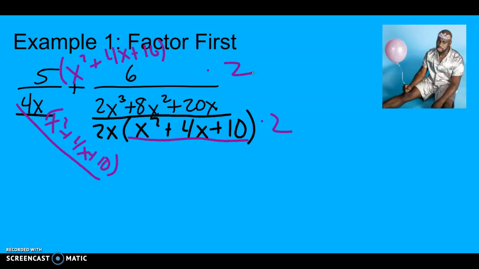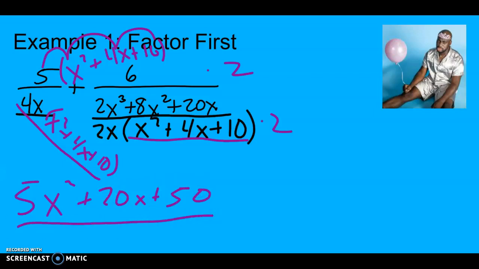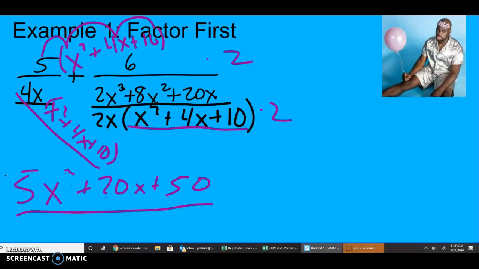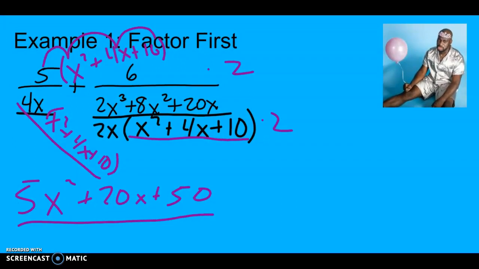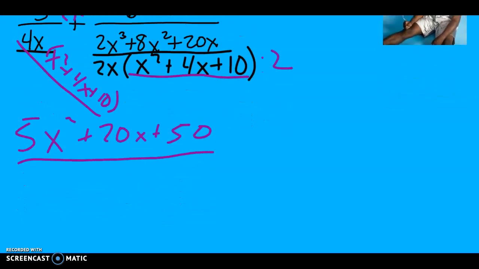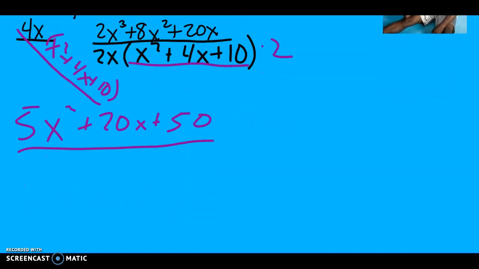On the top of the left side, we distribute a 5 through that parenthesis, making it 5x squared plus 20x plus 50. And our denominator, oops, sorry about that. Let's see if I can get your screen back. There we go. Now, your denominator is going to be 4x times x squared plus 4x plus 10.